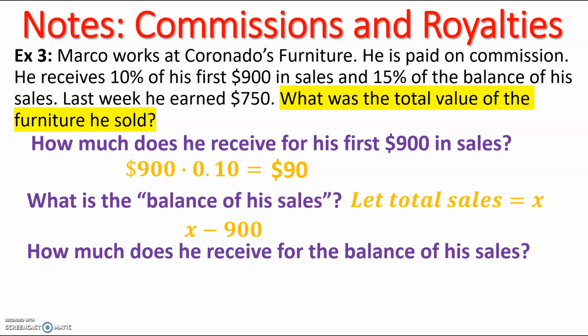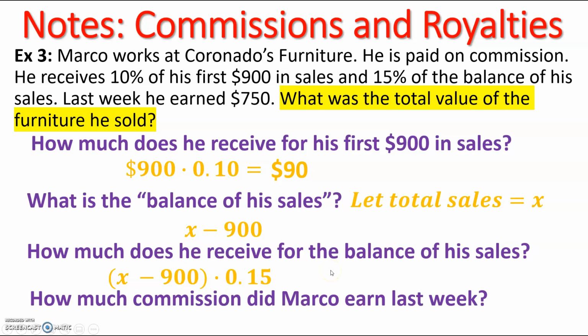Now we want to answer the next question, which is, how much does he receive for the balance of his sales? Well, according to the problem, he will receive 15% for this balance of sales, or x minus 900 times 0.15, or 15%. Now we know that he will receive both the $90 and this x minus 900 times 0.15 as his commission.